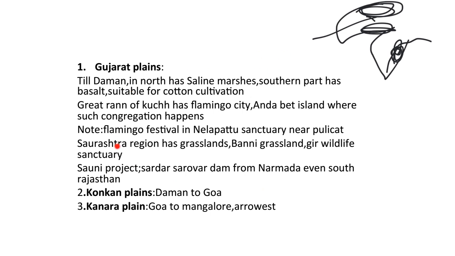And then the next plain is the Konkan plains from Daman to Goa, and then the Kanara plains from Goa to Mangalore. These are the narrowest parts. See, wherever you have a good amount of rivers and their deposition, there you have the widest plains. Relatively, Kerala and Gujarat have the broader plains, and the Kanara plains from Goa to Mangalore region are the narrowest of all.